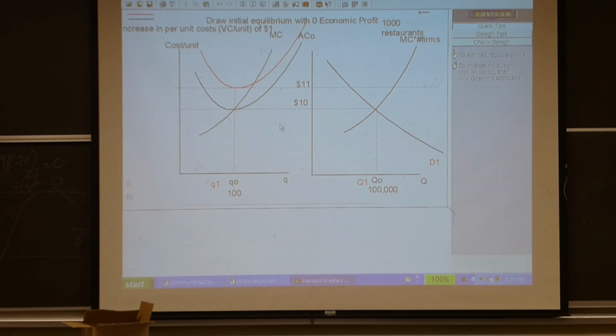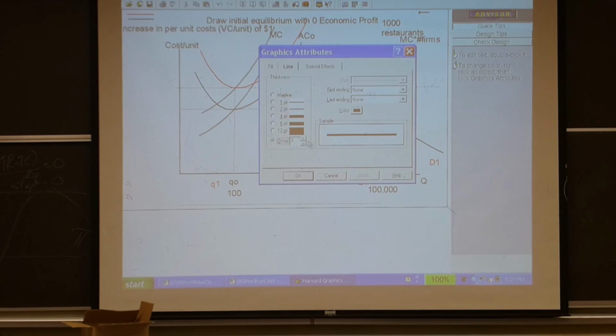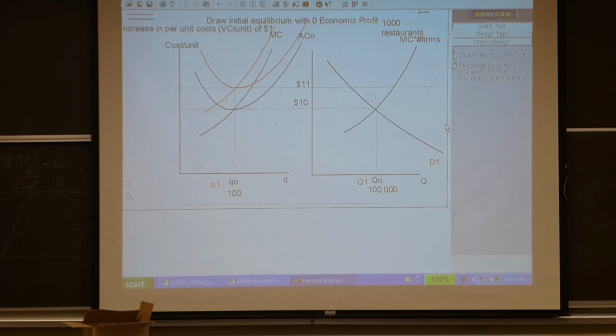What about marginal cost? What do you think happens to it? If every meal costs $1 more, what happens to marginal cost? It also goes up by $1, and it goes through the minimum of average cost. So it'll go through like this. It goes up by $1. Straight up, everybody. Straight up. All right. Good. So that's what happens to the cost function of the firms.